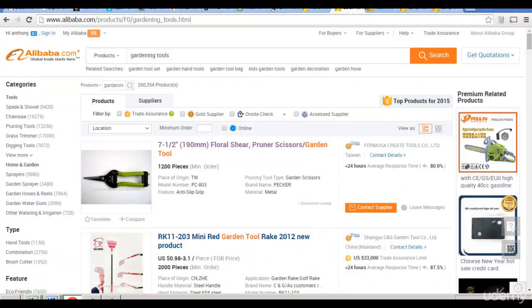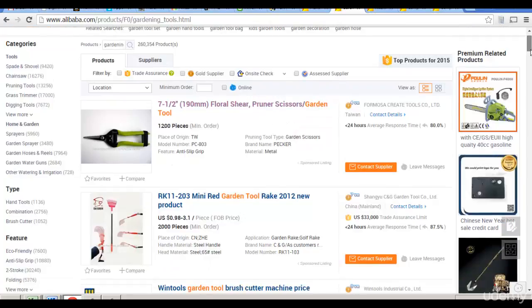Okay, so we're on the Alibaba homepage now, and I'm going to do some searches that I already have pulled up here. And I'm going to show you some manufacturers or some other pages and show you the differences and some of the nuances to those pages so you know what it is that you're looking for. So I did a search for gardening tools, okay?